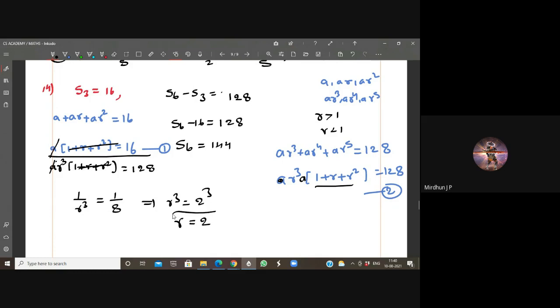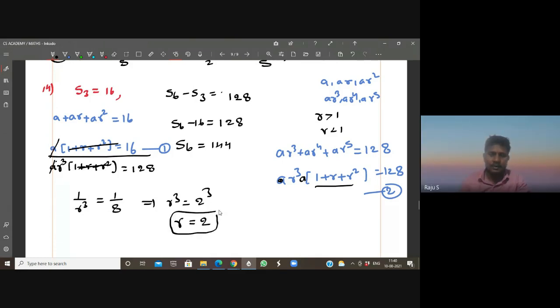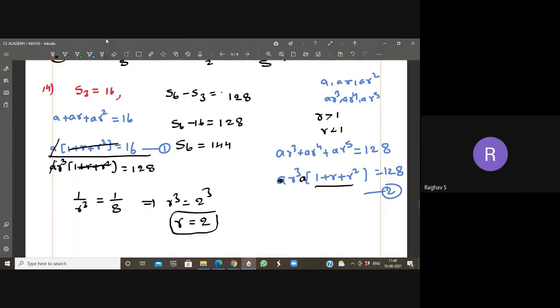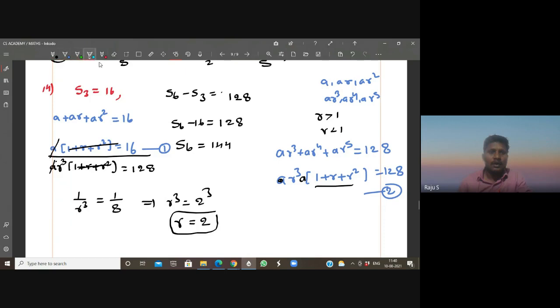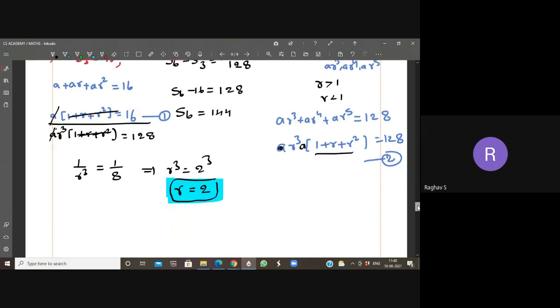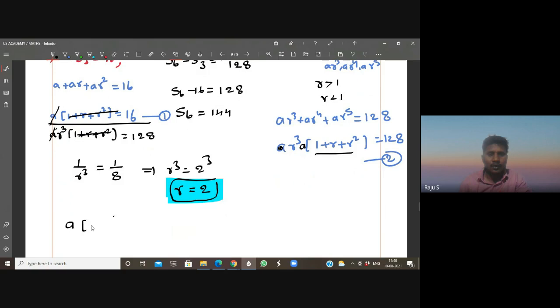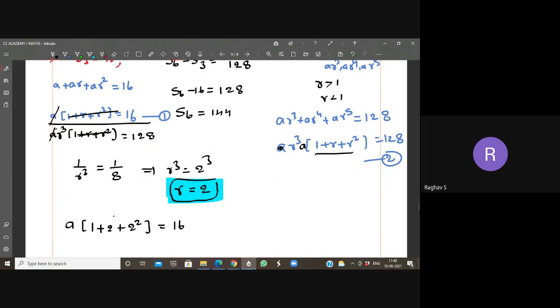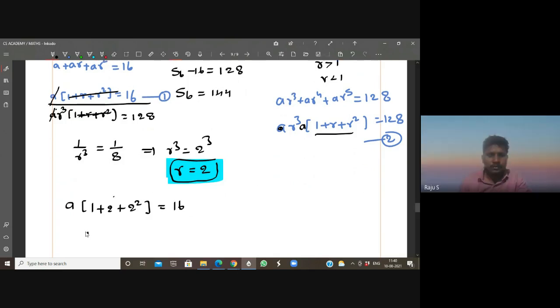Yes, it is a cubic equation. We are going to get three different roots. Two roots are imaginary, so this is clearly the common ratio, R equal to 2. If we substitute in the first equation, A into 1 plus 2 plus 4 equal to 16. A into 7 is equal to 16, which implies A is equal to 16 by 7.